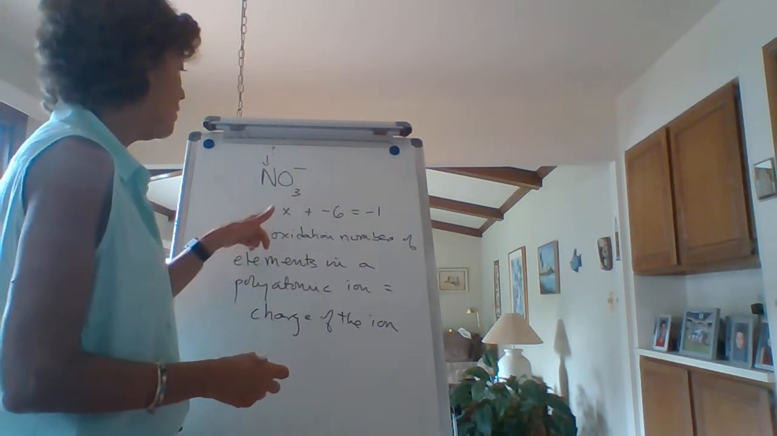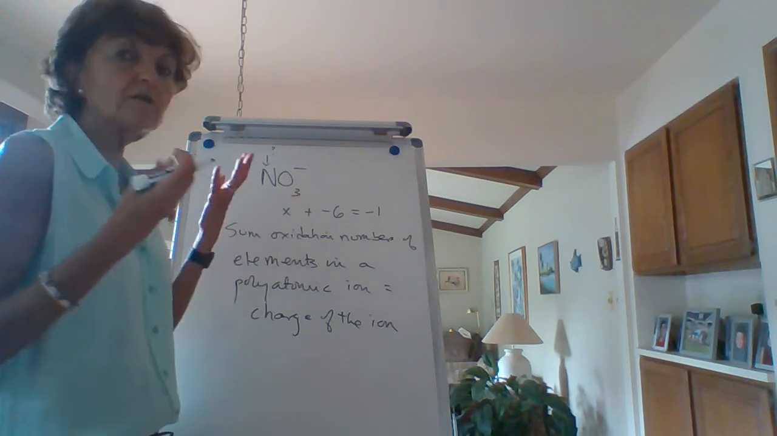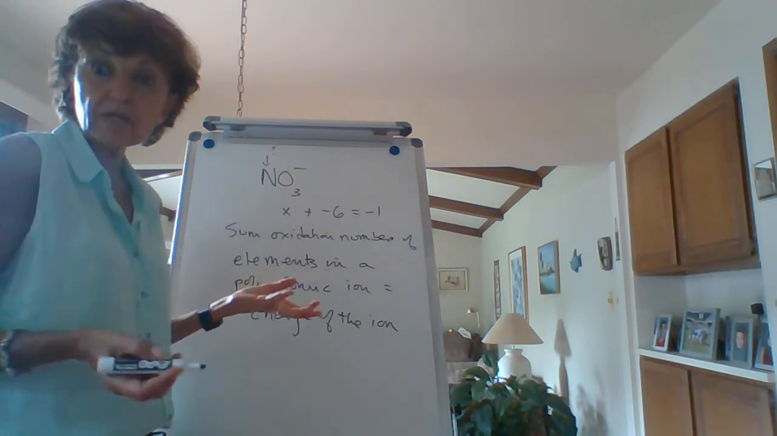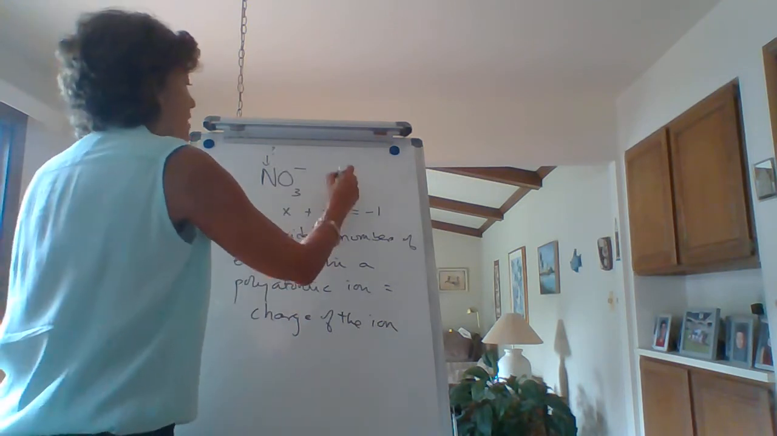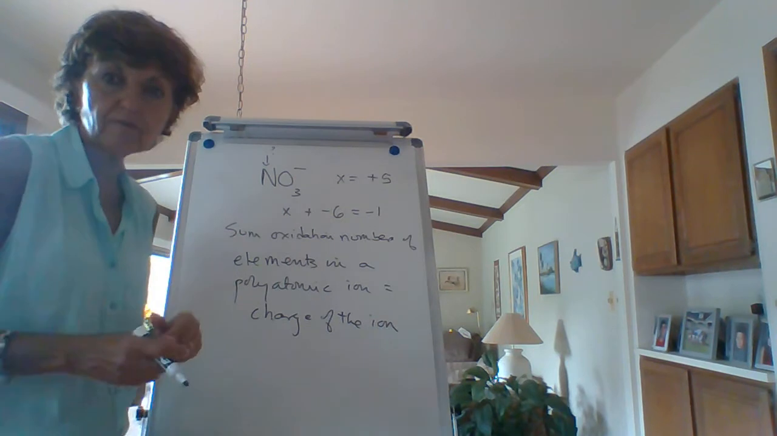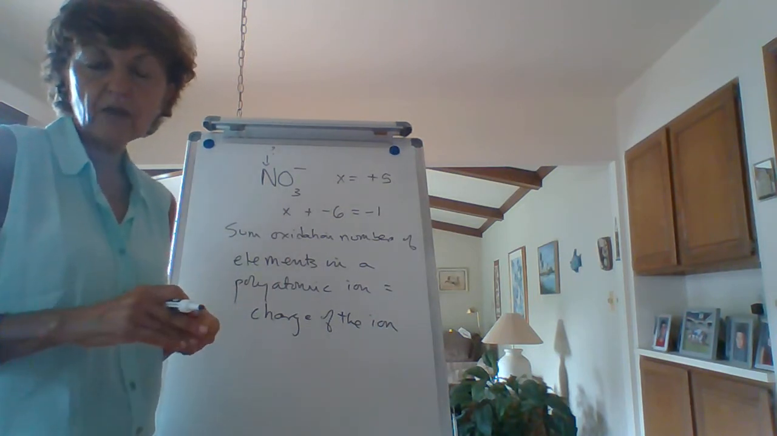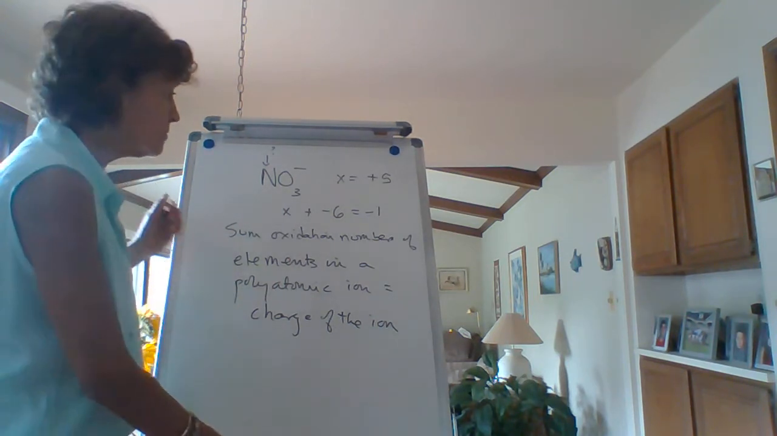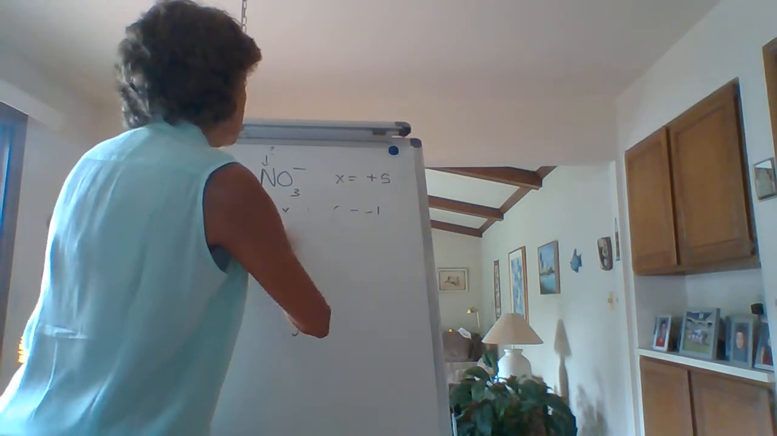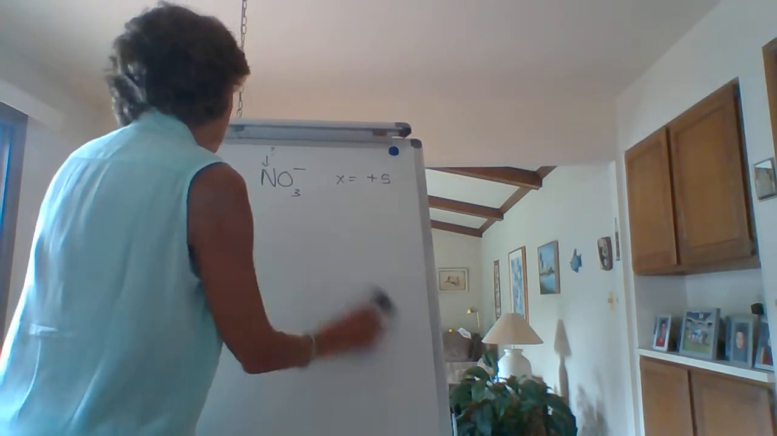All right, so you manipulate the equation, you solve for X. What would X be? +5. So the oxidation number of the nitrogen is +5. Again, remember your algebra rules. All right, let's practice a few of them. Let's see what you guys can do.